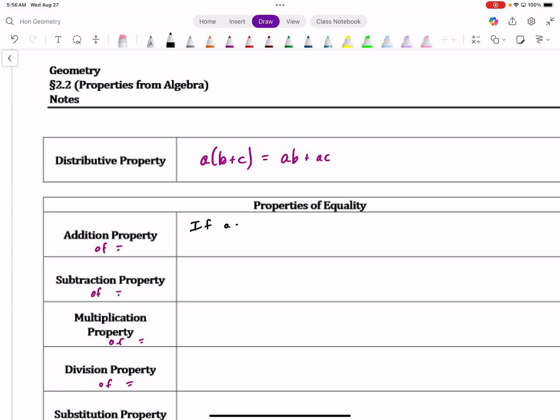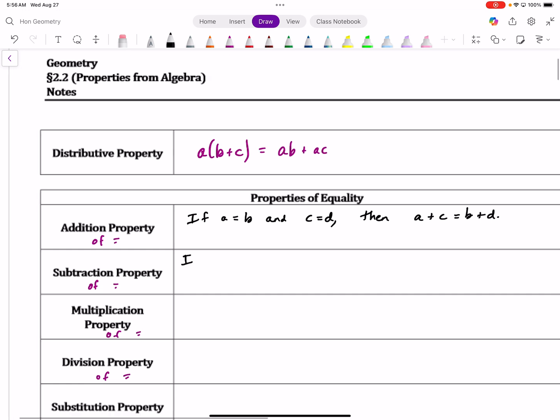The addition property of equality says that if A equals B and C equals D, then A plus C is the same thing as B plus D. Basically, this is just saying if you have an equation, we can add the same amount to both sides and it's still equivalent. Subtraction property, same idea. If A equals B and C equals D, then A minus C is equal to B minus D. In other words, we can subtract the same thing off both sides of an equation, and you still have a true statement.